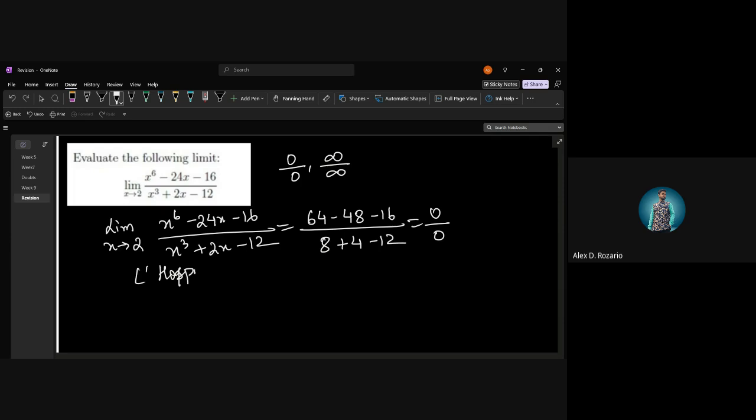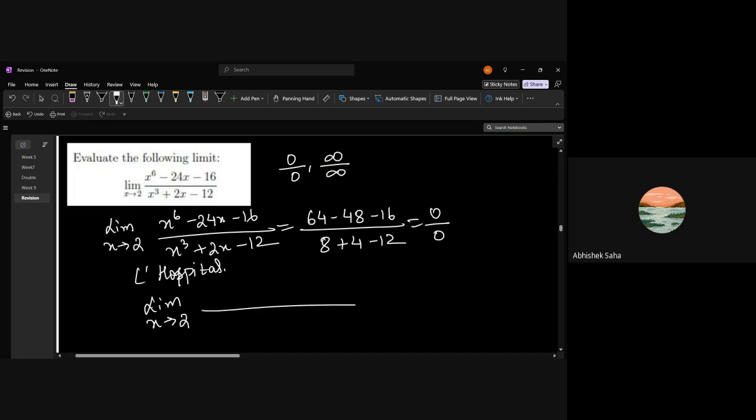We have to just differentiate until the 0 by 0 or infinity by infinity form is removed. Yes, you have to differentiate the numerator and the denominator independently. Okay, so limit x tends to 2. Let's differentiate the numerator: 6x to the power 5 minus 24x, and 3x squared minus x plus 2.